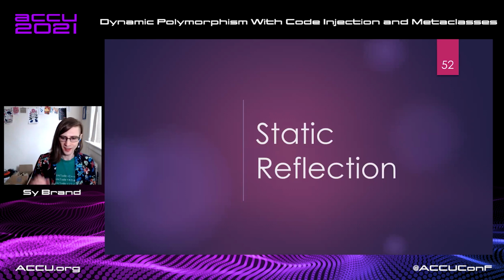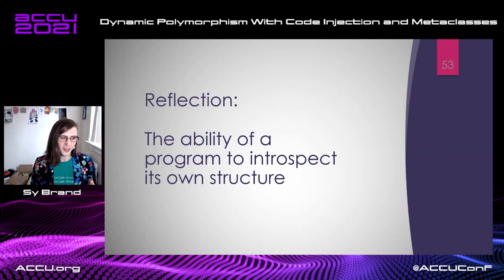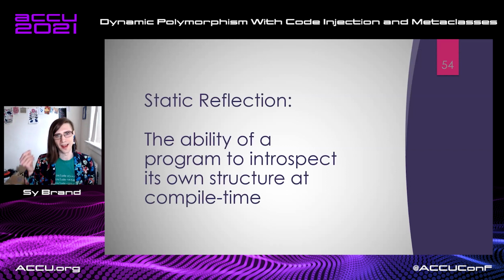Now, as an aside, we need to equip ourselves with the tools such that we can actually automate this. And one of those tools is static reflection. Reflection is the ability of a program to introspect its own structure. And given that, static reflection is the ability to do this at compile time.